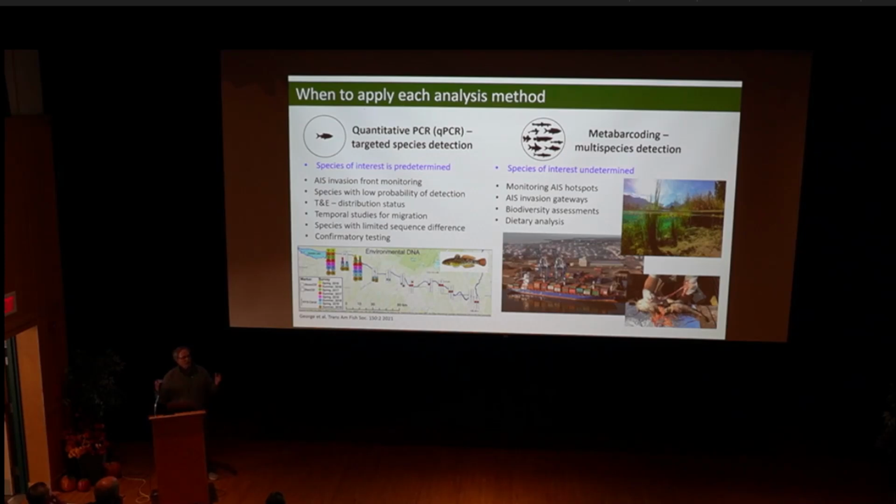So when we're broadly monitoring for invasive species, metabarcoding is a great choice because we can kind of target all of those species at once. So we use that for monitoring AIS hotspots, or maybe invasion gateways, where it's a canal system that connects two major systems, those kind of things. Outside of AIS, it's biodiversity assessment, it's diet analysis, right? So those are different use case scenarios. I'll go through a couple of examples of how we're currently using some of these techniques.